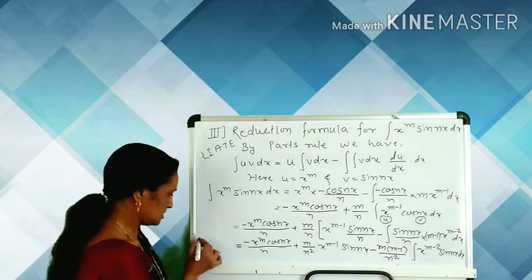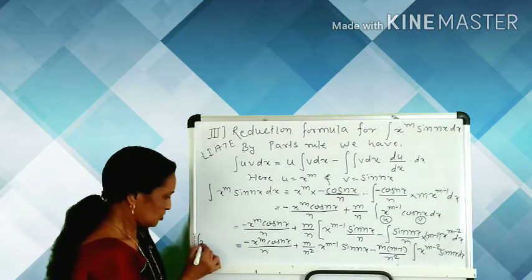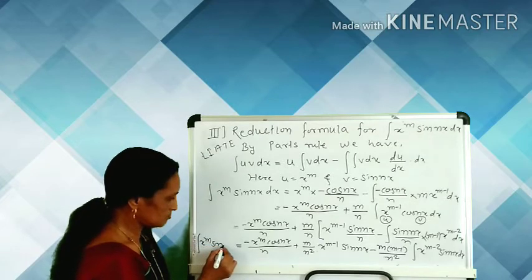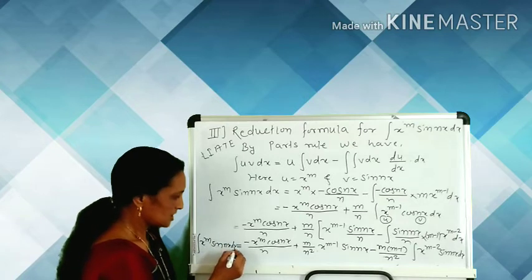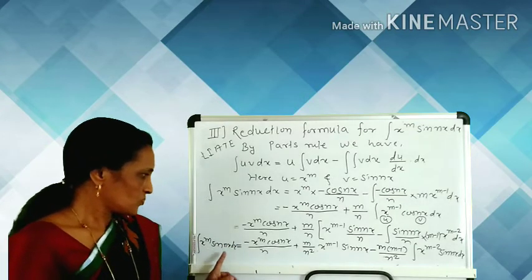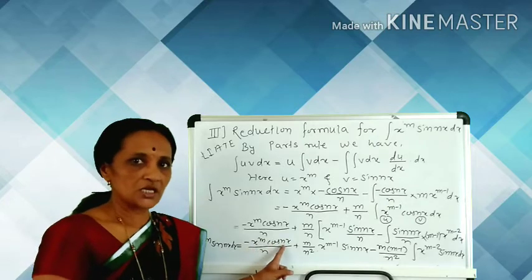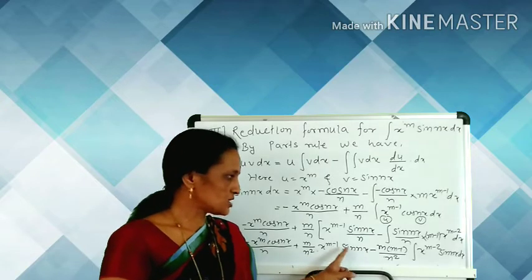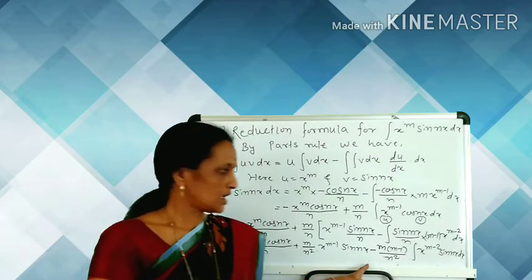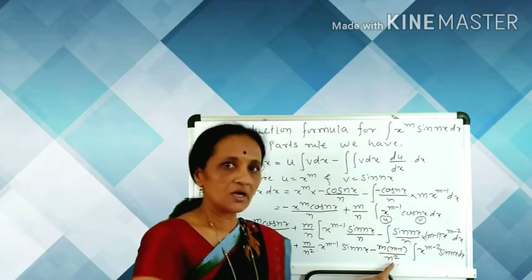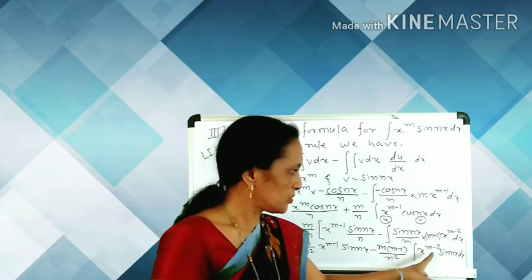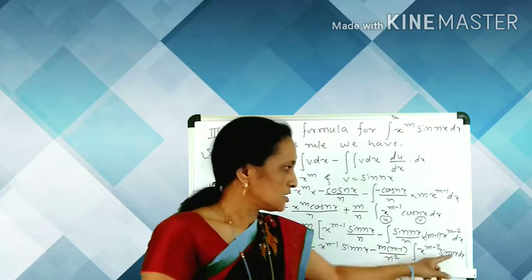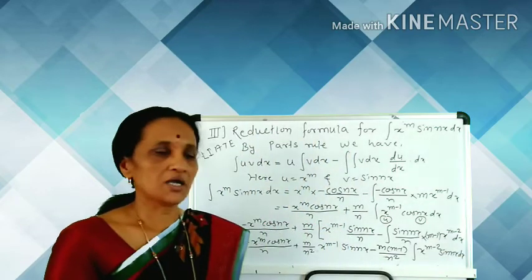Now, here if we integrate the two functions, x raised to the m sin nx dx is minus x raised to the m cos nx divided by n plus m by n square x raised to the m minus 1 sin nx minus m minus 1 divided by n square integration of x raised to the power m minus 2 sin nx multiplied by dx.